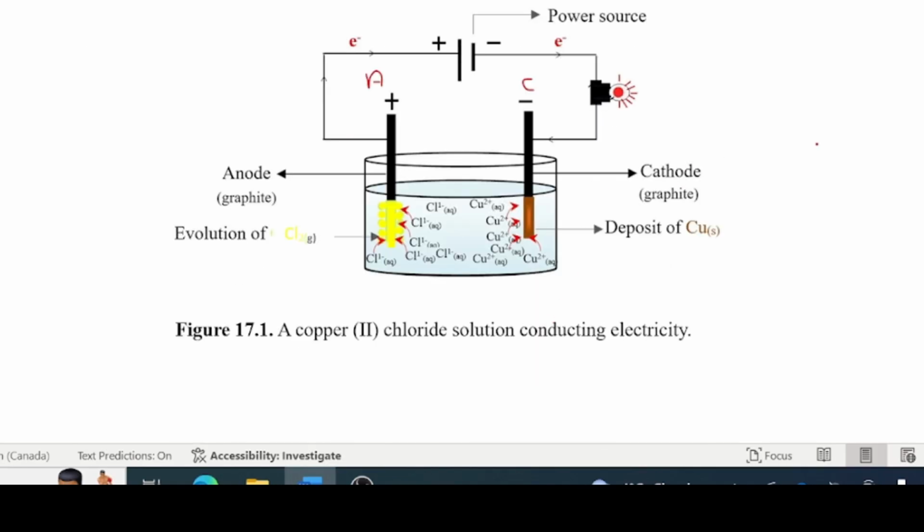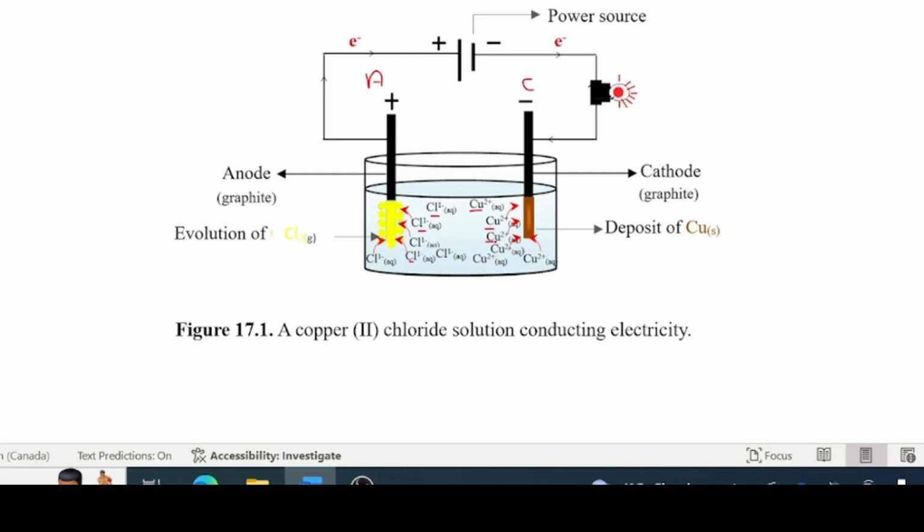So look what is happening here. We have two types of ions in solution. We have copper 2 ions and we have chloride ions. Because of the positive nature of the anode, the negatively charged chloride ions will migrate towards it due to electrostatic force of attraction between this anode here and these ions here, unlike charges attract. And due to the negative nature of the cathode now, these positively charged copper 2 ions will move towards that.